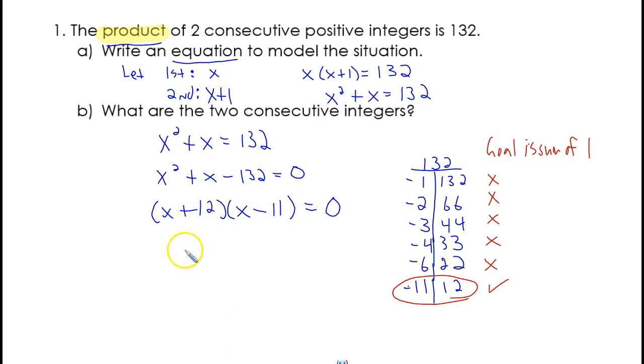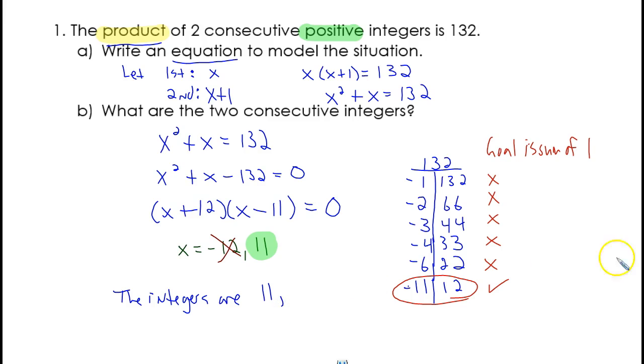So if I set x plus 12 equal to 0, I get negative 12 as my first solution. When I set x minus 11 equal to 0, I get positive 11 as one of my solutions. And remember that in this problem, it asks us to find two consecutive positive integers. Well, one of these integers is positive and the other is not, so I'm going to have to go with the positive integer and use that one. The other one just is not going to work because it's not positive. So, what are the two consecutive integers? Well, the integers are 11 and the next number after that, 12. So we'll say 11 and 12.